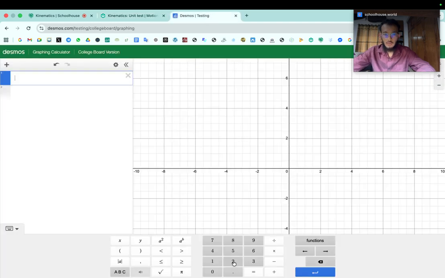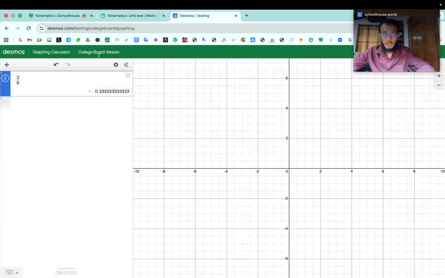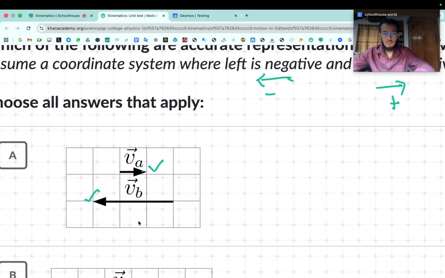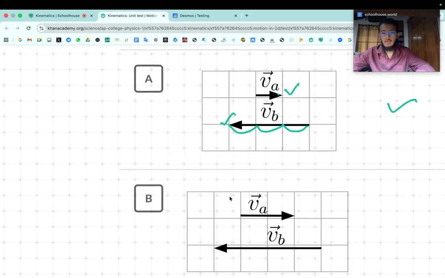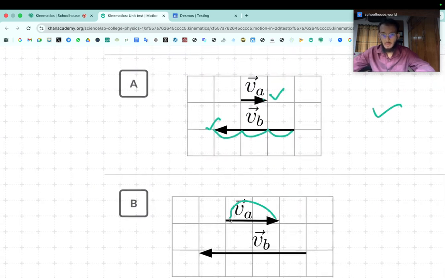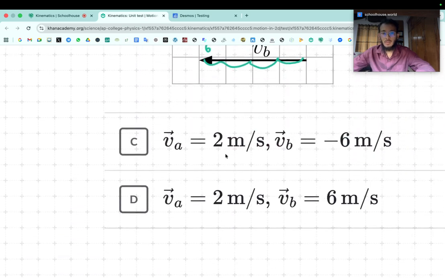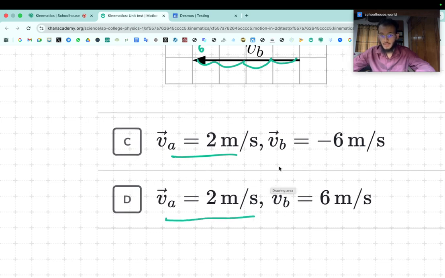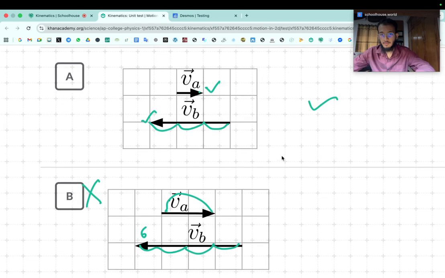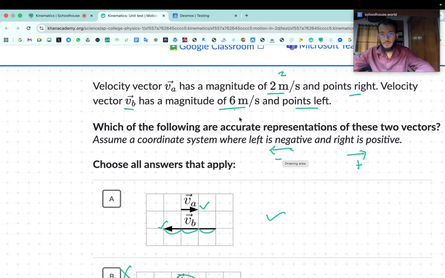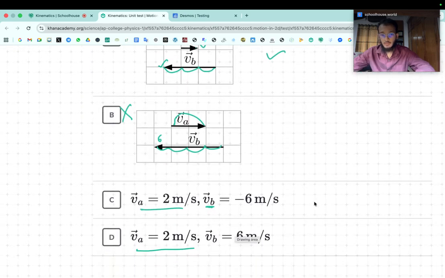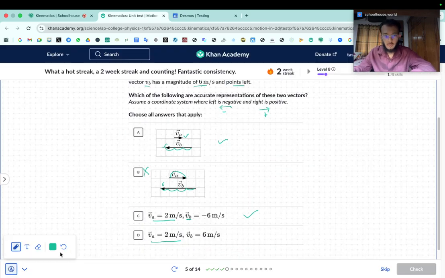So the ratio 2 divided by 6 is basically 1/3, which means whatever scale you take, vb must be thrice that of va. Here we have taken 1 scale, so we have 3 scale. This is correct. But what about this? We have 2 here, but we have 1, 2, 3, 4. We must have 6 here, so this is not correct. What about this? We have 2 meters per second for va, and both are the same. But we know that vb must be in the opposite direction. vb is left, so vb must be negative. So C is our answer. So A and C is what we are going to choose.